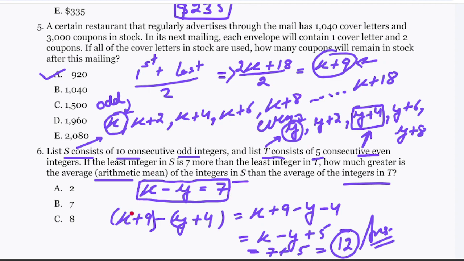And then we took a difference. x minus y equal to 7, we were already aware; it is given in the question. The average of S was x plus 9 minus the average of T, y plus 4. That became x plus 9 minus y minus 4. You got x minus y plus 5. The value of x minus y is already known, 7 plus 5, the answer is 12. Okay. Clear? Yes.